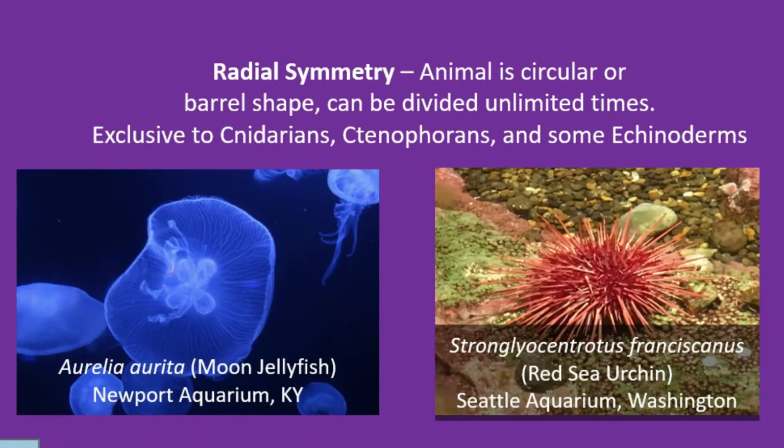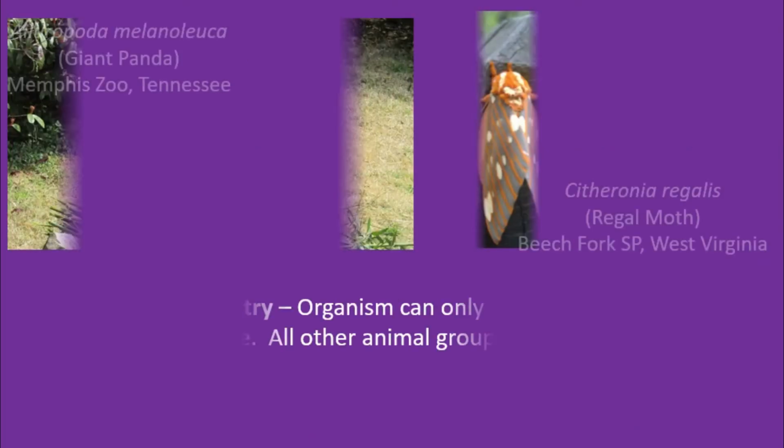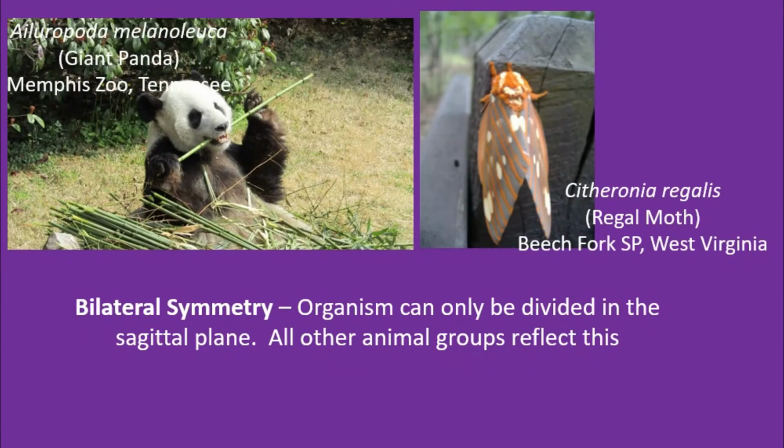These animals are circular or barrel-shaped, leading to limitless forms of symmetry. Most animals are bilateral, in that they can only be divided by the sagittal plane. Most of these animals also have a head region where most nervous functions are located.